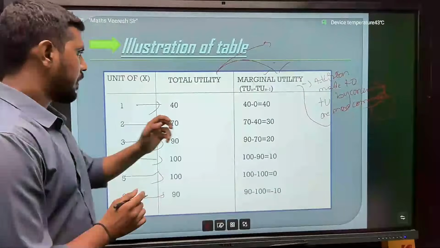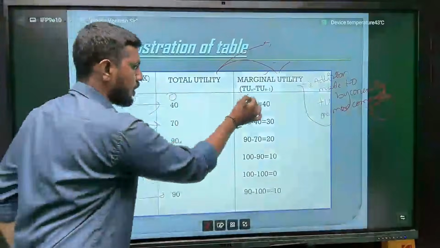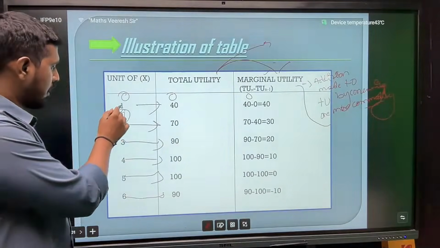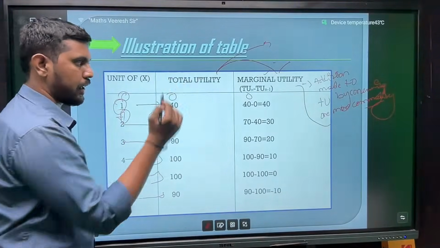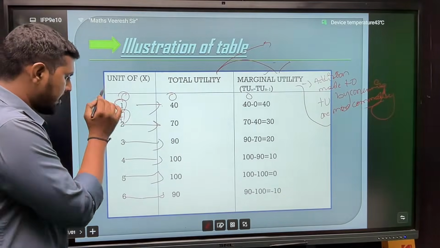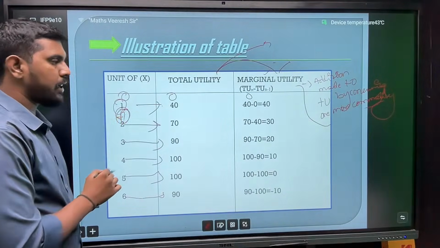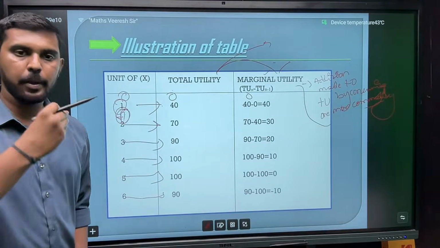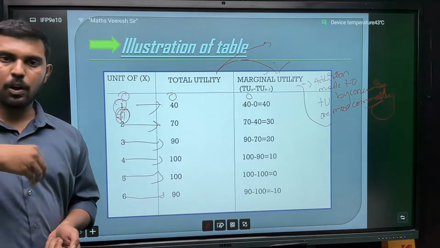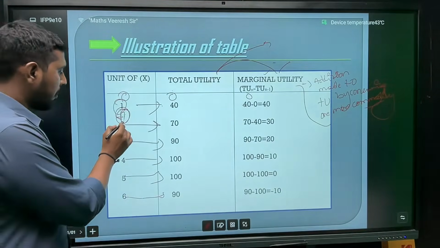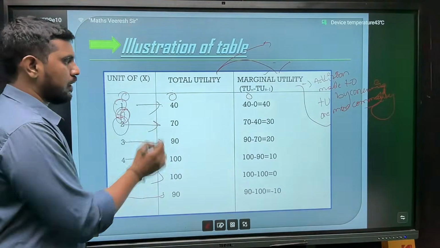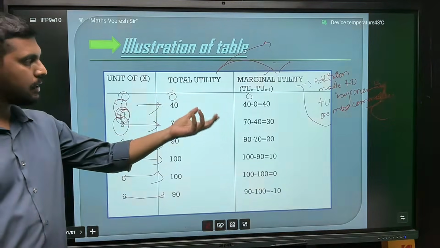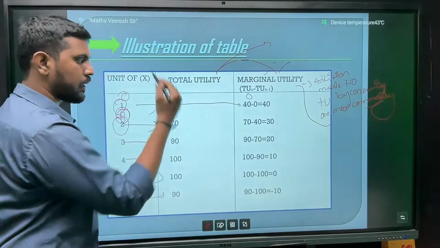Look at here. Actually, here there has to be a 0, right? So the addition we made: when he consumed one, he got 40. Here 40. When coming to the next, what is added to the total utility is called marginal utility. Addition made to the total utility by consuming one more commodity, one more apple, is nothing but marginal utility. Look at here, 40. We got the first one as 40.